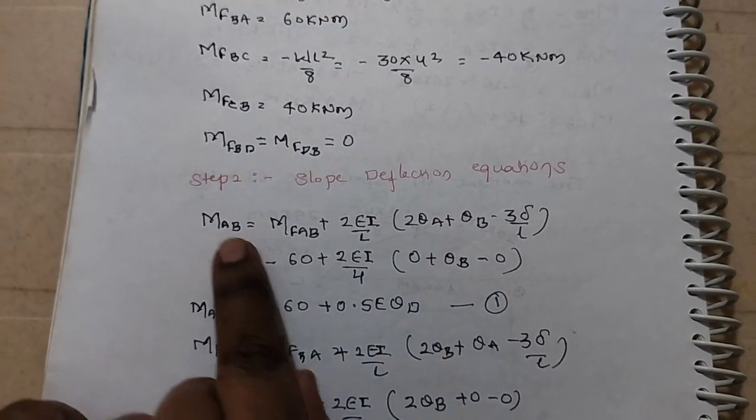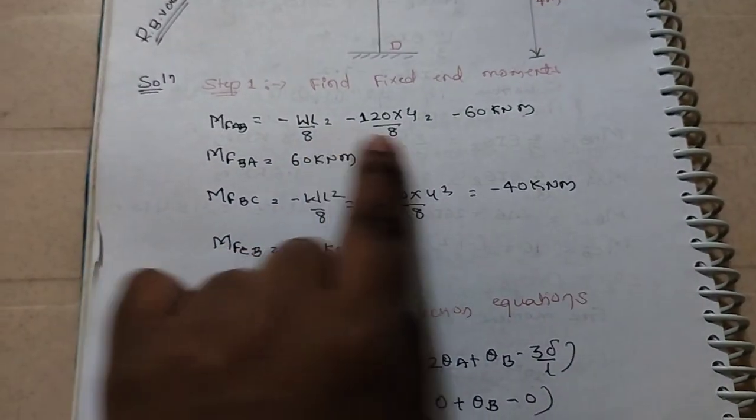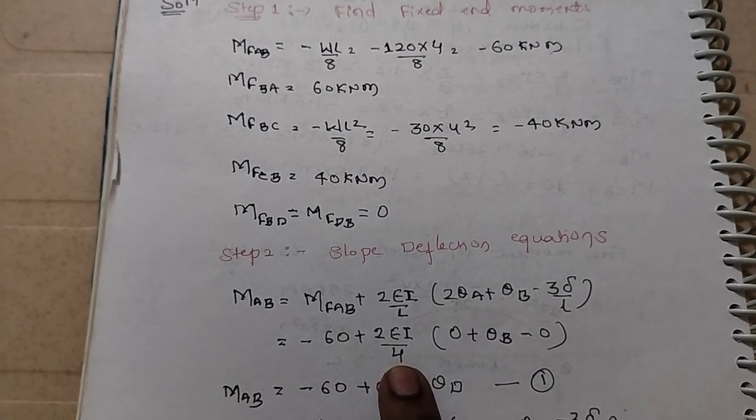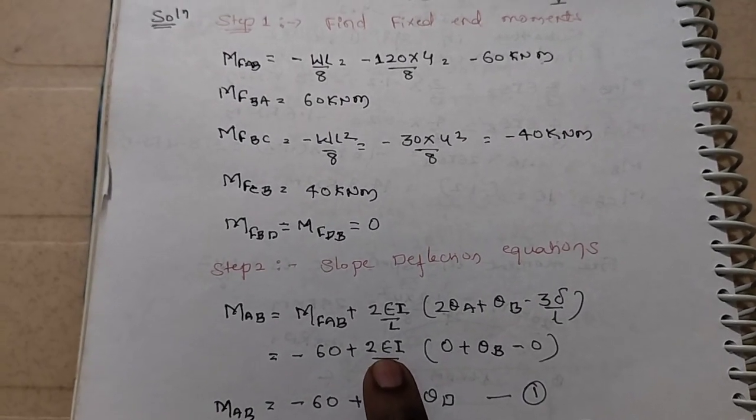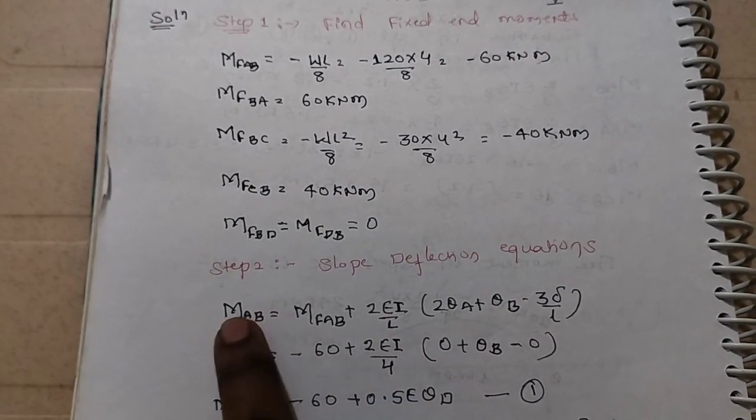MFAB is calculated. What is the value of MFAB? MFAB value is minus 60. So I will substitute here minus 60 plus 2 EI by L. EI is the same for all the members, so EI as it is. L means the span of AB, that is 4 meter. That's why 4 is substituted.